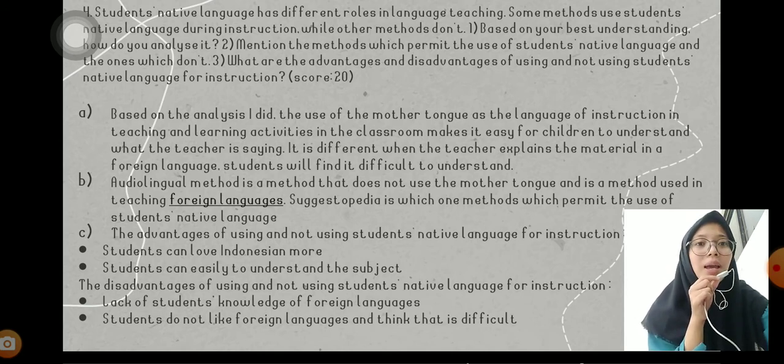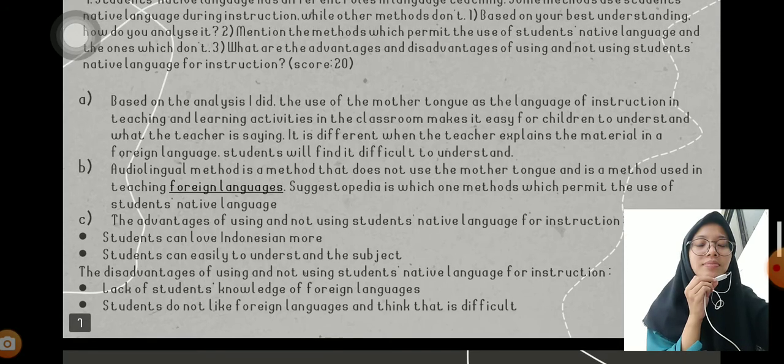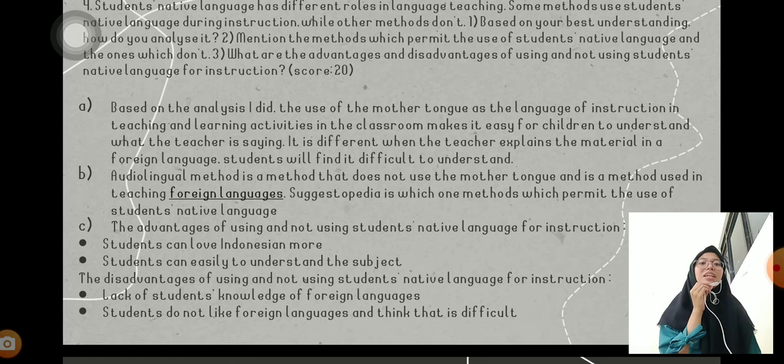And 2, mention the methods which permit the use of student native language and the ones which don't. 3, what are the advantages and disadvantages of using and not using student native language for instruction? Okay, but before I answer number 4, I want to tell about native language as first language or mother tongue.